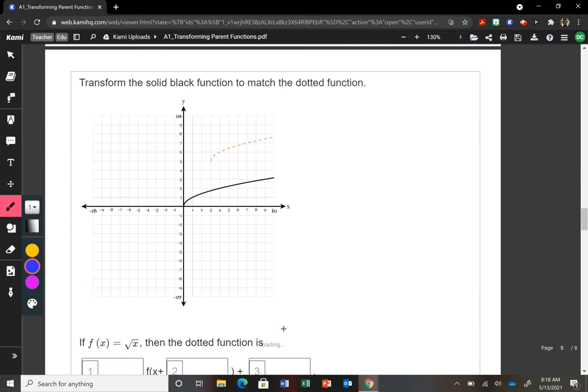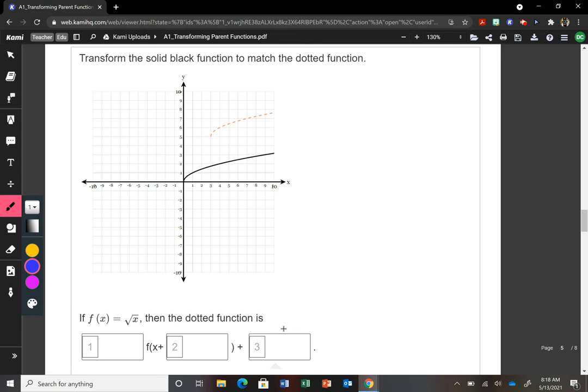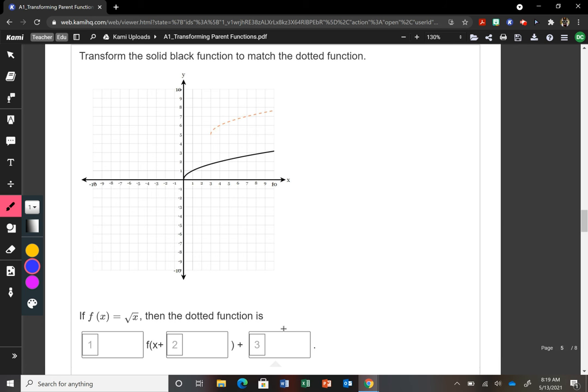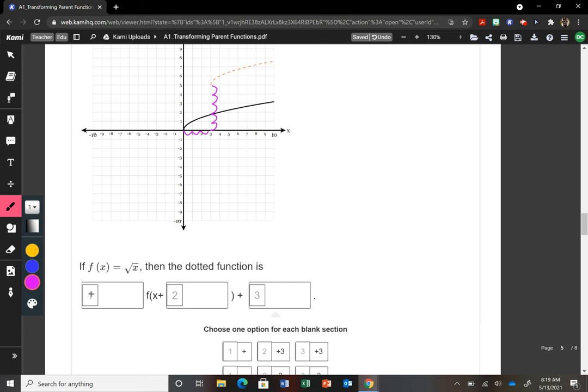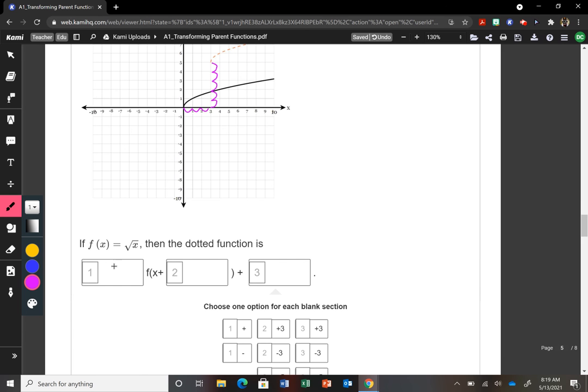Okay. So this is very similar to your Delta Math assignment. It's saying transform the solid black function to match the dotted function. So this is our solid black here, and it moved and now it's up here. So you've got to just figure out it moved over 1, 2, 3 to the right, and then it moved 1, 2, 3, 4, 5 vertically up. Okay, so here I know it says 1, 2, and 3. This is question part 1, 2, and 3. So it's going to be a click. So you click to get your option.